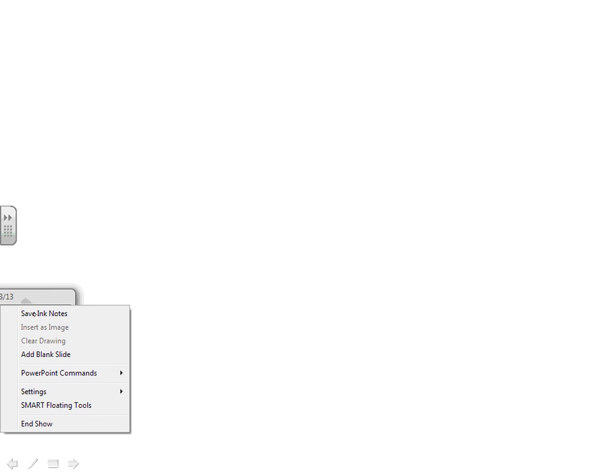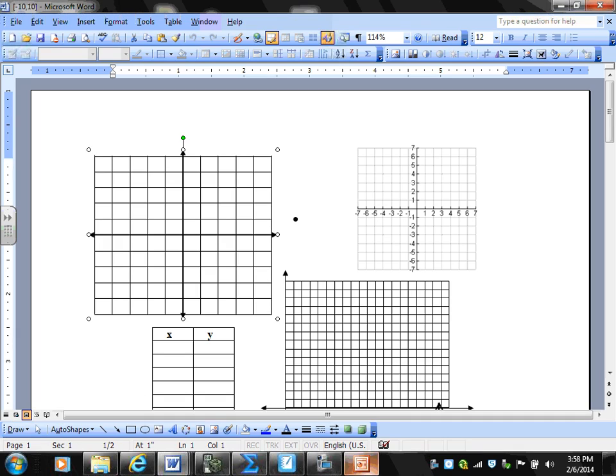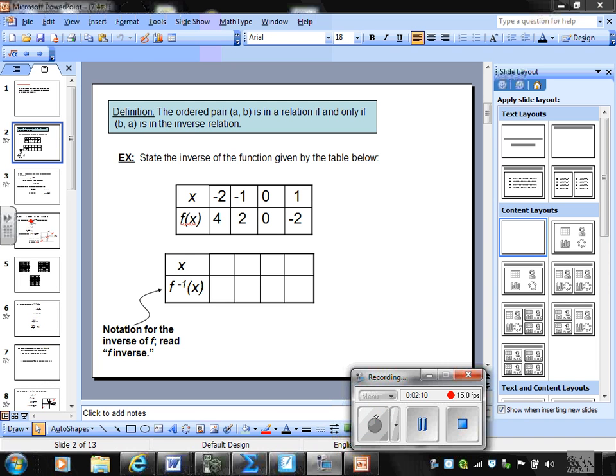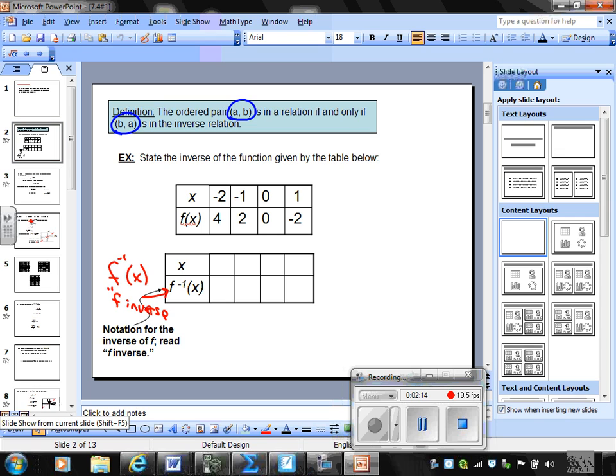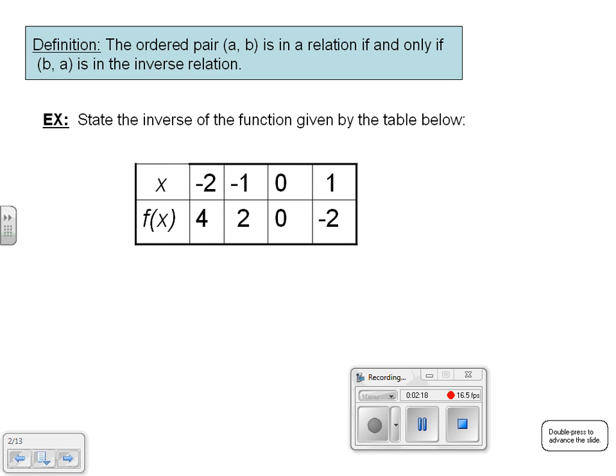Hold on a second. Let's see what's going on here. Okay, sorry about that. All kinds of crazy things are happening with my PowerPoint, and apparently it wants to kick me all the way back to the beginning of this slide. So pardon me as I catch up.